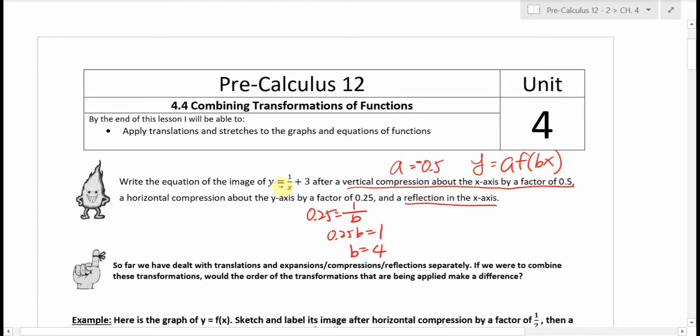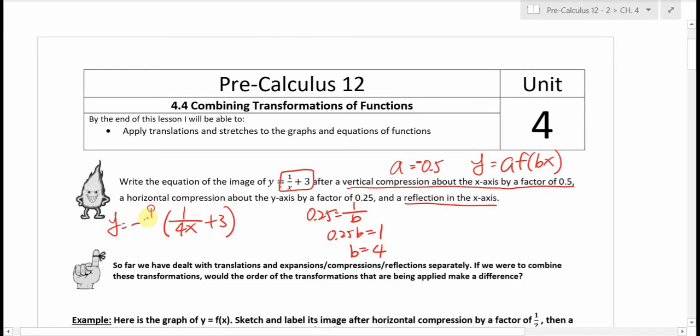So this is the entire function f of x right there. So we're going to put a in the front. So y equals negative 0.5 of the function 1 over, now I see x. I'm going to replace x with bx. So it's going to be 4x. Oops, I still have plus 3 there. Plus 3. Okay. Now I'm going to rewrite the 0.5 as 1/2.